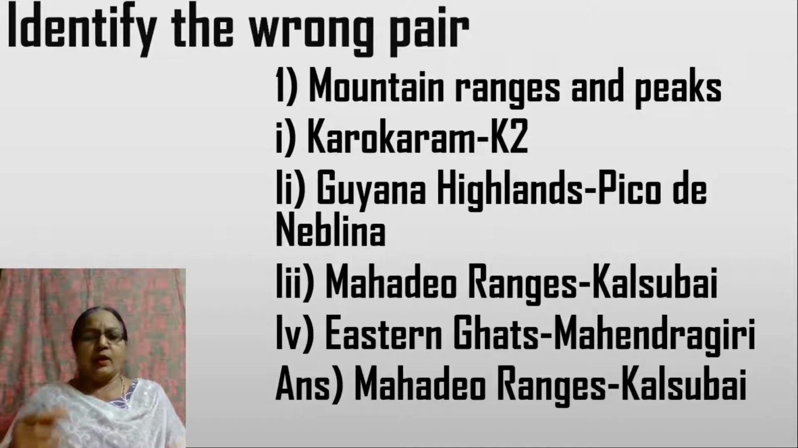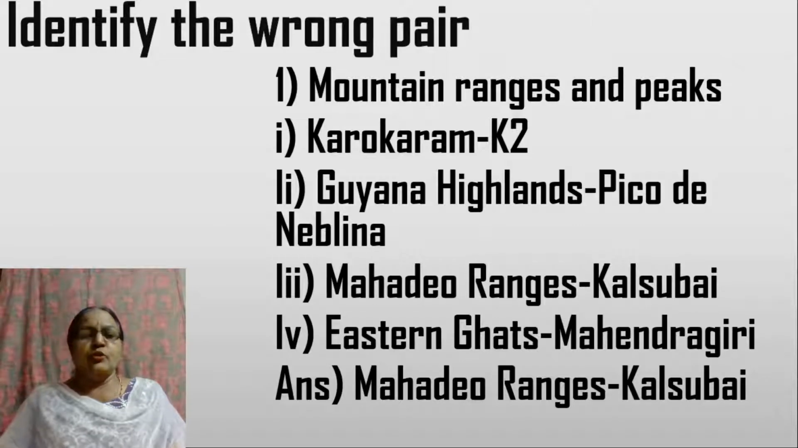Now, another question for you. Identify the wrong pair of mountain ranges and peaks. We have Karakoram, K2. Guiana Highlands, Pico da Neblina. Mahadev Hill Ranges, Kalsubai. Eastern Ghats, Mahendragiri. We have already done the Eastern Ghats, we know it is Mahendragiri. Guiana Highlands, we know it's Pico da Neblina. Karakoram, we know it is K2. So the wrong pair is the Mahadev Ranges and Kalsubai.